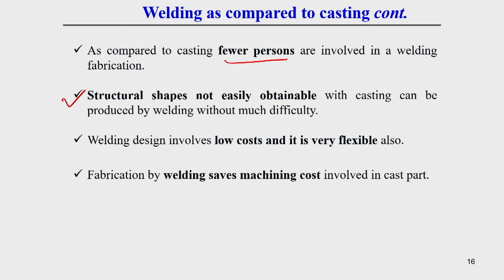That means welding is a process where we can get a lot of flexibility in design as well as in fabrication. Now, fabrication by welding saves the machining cost involved in the cast part. It is seen that after casting, machining is required to get the desired surface finish or desired quality of a structure. But in the case of welding, this machining cost can be reduced tremendously, or the machining part can be fully eliminated. Now, we will go to welding as compared to riveting.